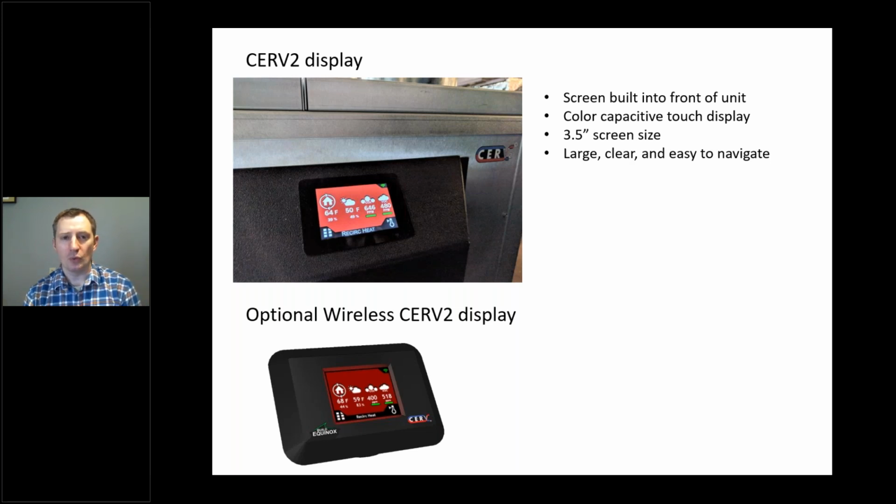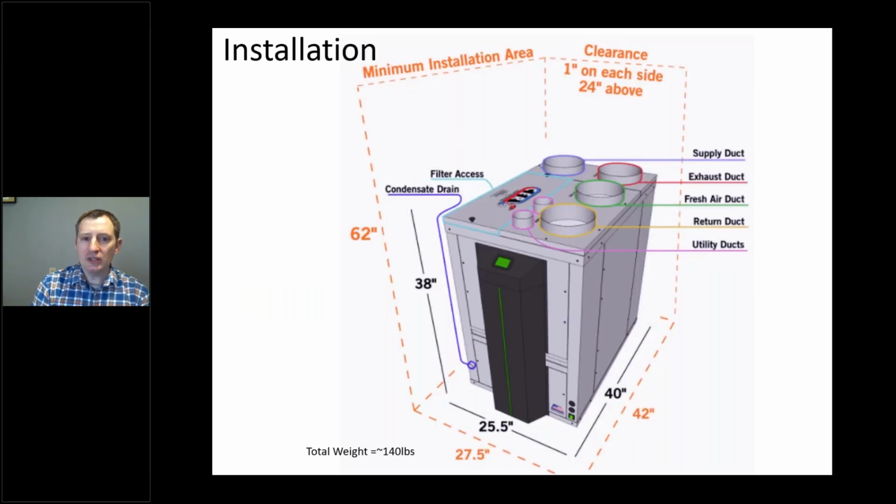I'll go over a little bit more, just the Wi-Fi capability too is built in. So that's a reason the remote screen is now optional, that we're trying to push people more towards using it online with a smartphone or tablet or computer. You have the same controller as you do built into it, so you can control it from anywhere in your house or anywhere in the world online. As far as the installation, you really just set the unit in place, connect the ducts, plug it into an outlet, connect the condensate drain, either run it to a floor drain, or it can go to a condensate pump to send the condensate elsewhere.